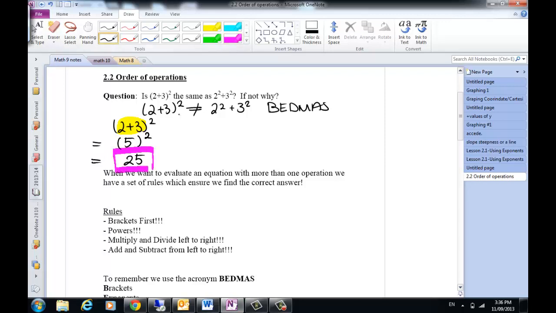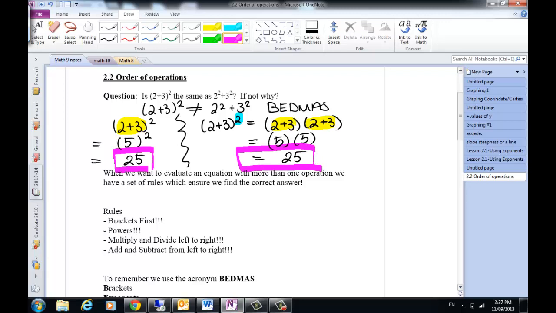Now, alternatively, let's just say we forgot about the bracket for a moment. So we have 2 plus 3 all squared. What does the square really mean? Well, it's telling us that everything inside the bracket is being multiplied by itself twice. And then again, we can simplify inside the brackets. So we have 5 multiplied by 5, which again is 25. So we did make a little bit of a mistake by not simplifying, but we still got the same answer. Now, following BEDMAS, as you can see, it's a lot less work. So we always want to follow BEDMAS because it's very rare that you wouldn't make those mistakes.